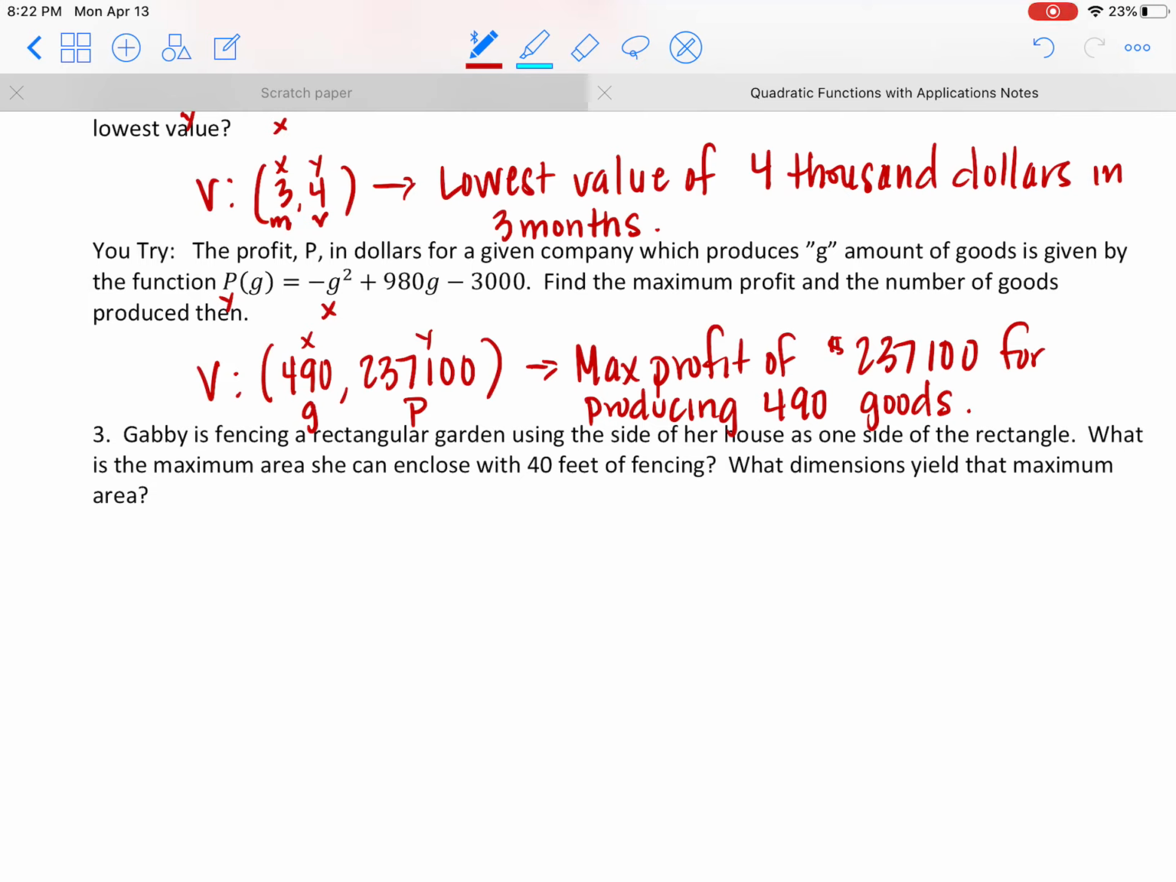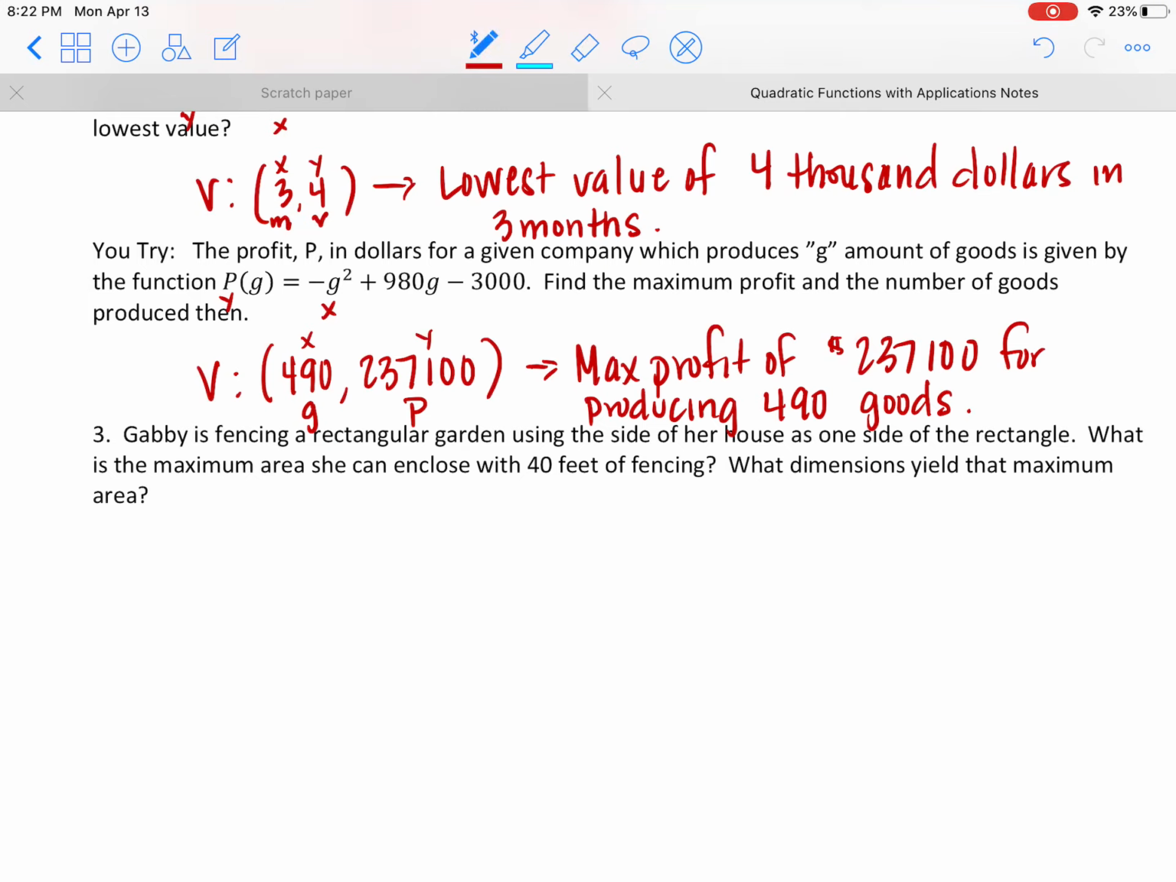So Gabby's fencing a rectangular garden using the side of her house as one side of the rectangle. What is the maximum area? That's my clue that I'm looking for the vertex, that she can enclose with 40 feet of fencing, and we're trying to find what dimensions are going to yield that maximum area. So you can see it's a little different. We don't have a quadratic function to start with.